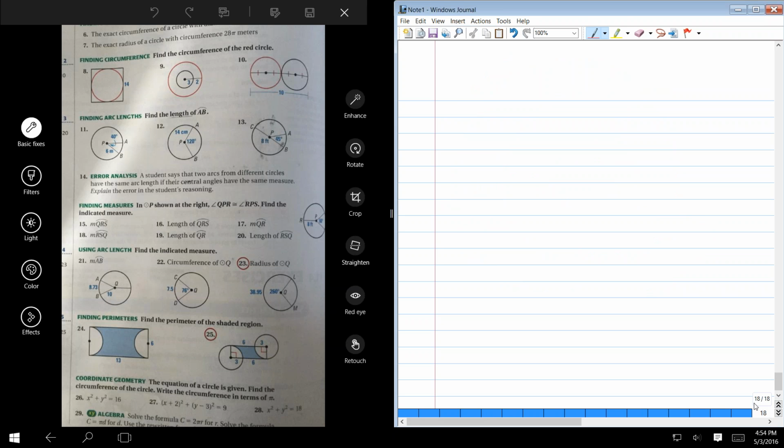What's the measure? Hold on. 21. They're giving us the arc length, 8.73, and they've given us the radius, so can we come up with this angle, AQB? Yes. So let's do it.